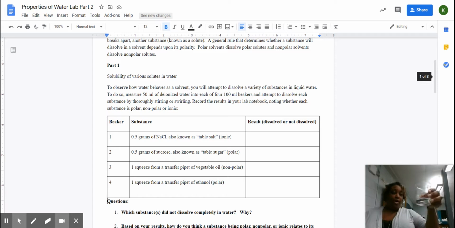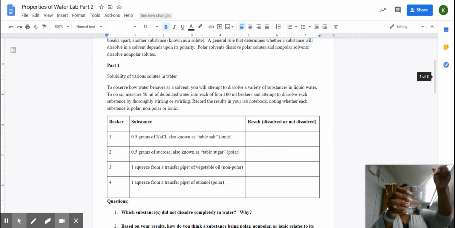So now we have one more beaker full of water, 50 mils, and it says we're going to use ethanol. And this is just regular isopropyl alcohol that you could buy in the health department of any store. We call it rubbing alcohol. So I'm going to pipette some. So here is our ethanol, and I'm going to squeeze that into the beaker.